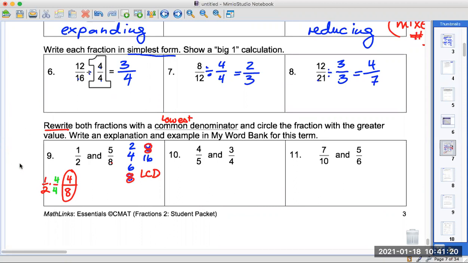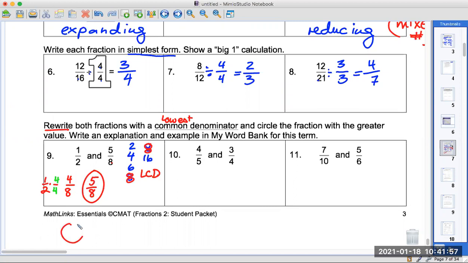And then 5/8, and I want to go, oh, that's the same. I'm already there. My denominator is the same, right? So which one is the circle, the fraction with a greater value? I need to take my circles off because 5/8 is the bigger fraction. 4 out of 8 pieces is not as big as 5 out of 8 pieces, correct?